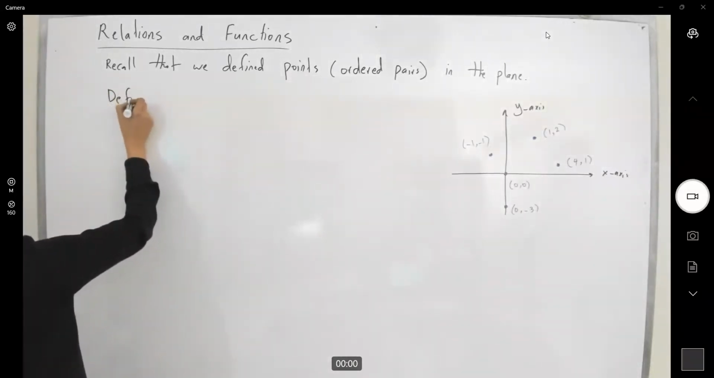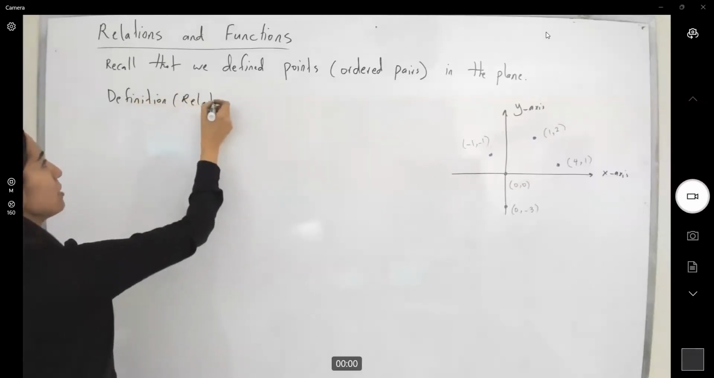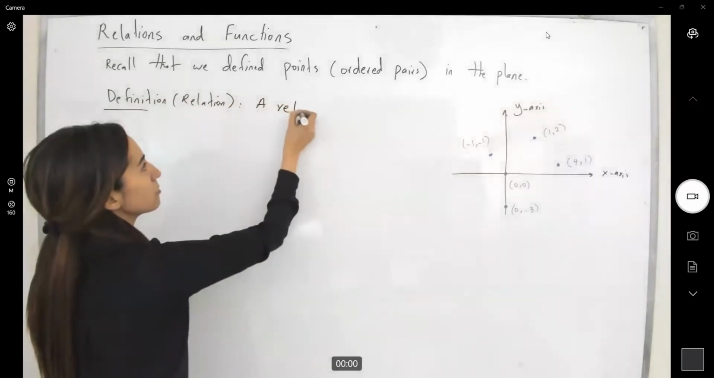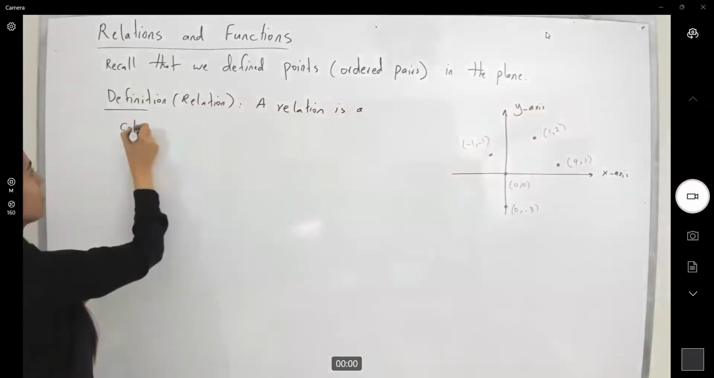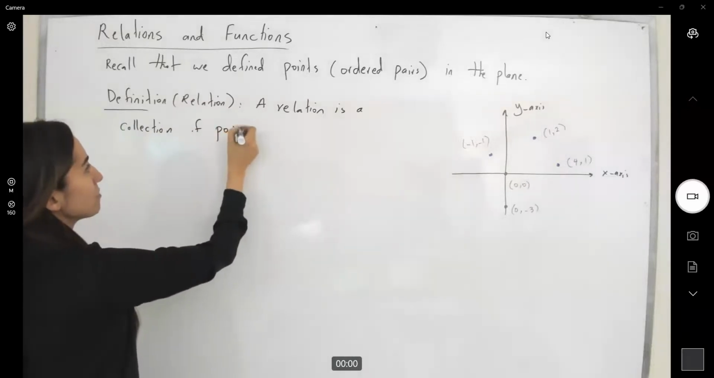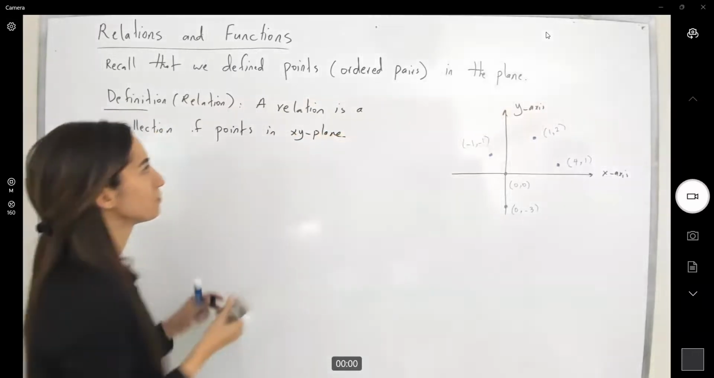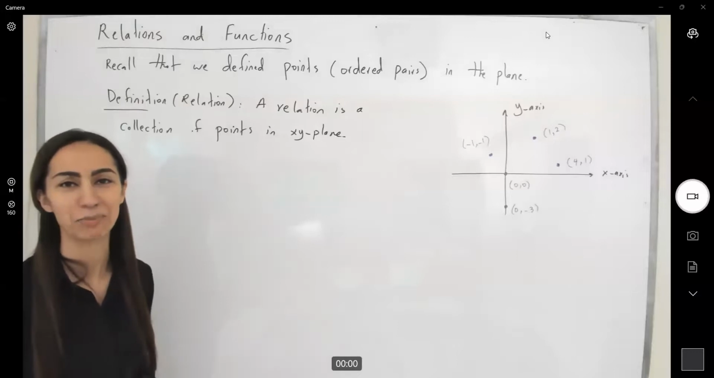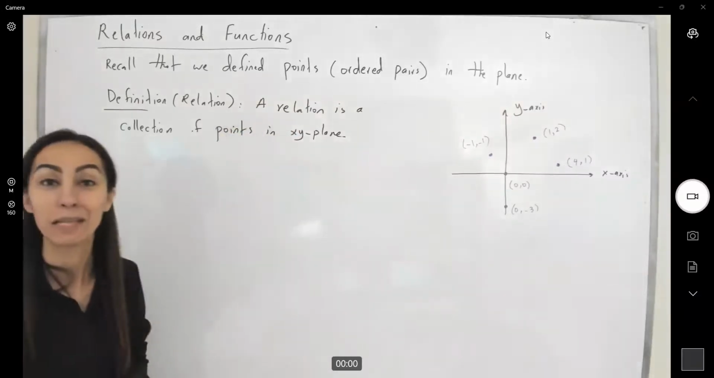Definition of a relation. A relation is a collection of points in the XY plane. So if you have some points in the XY plane, you can put them all in a set and call this a relation.